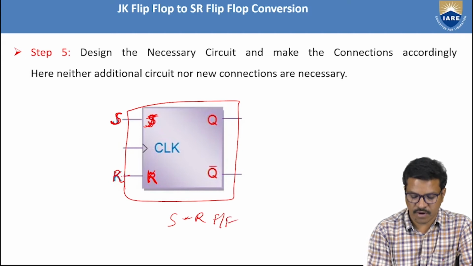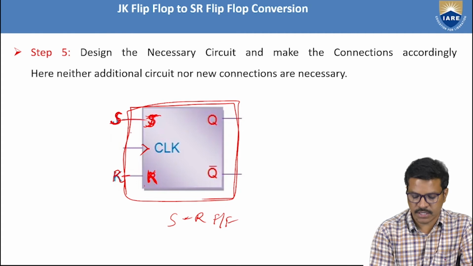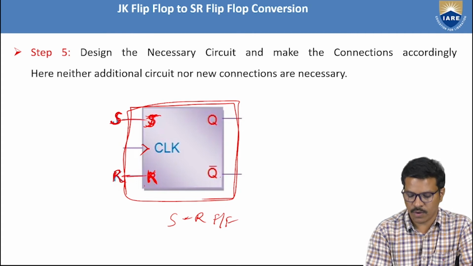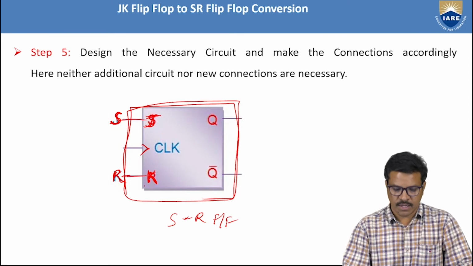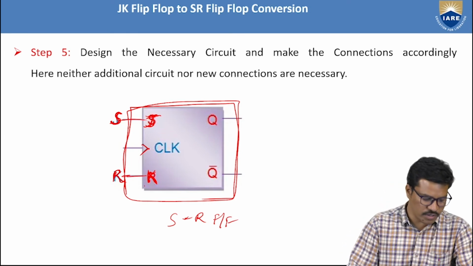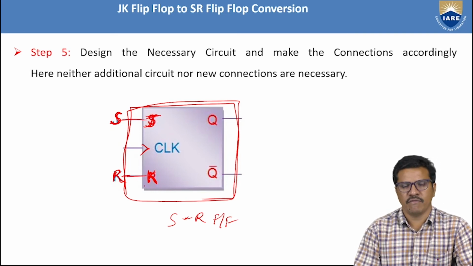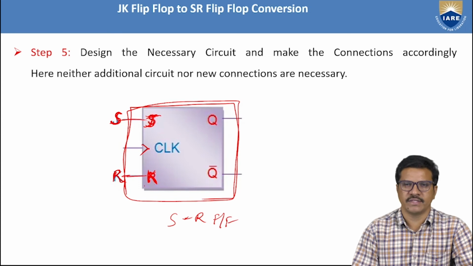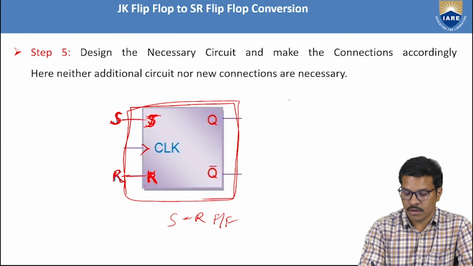We have a JK flip-flop initially with the clock. This available JK flip-flop, connecting the J terminal to S and the K terminal to R, you will get a new SR flip-flop. This is simply the JK flip-flop to SR flip-flop conversion. Likewise, we can convert any flip-flop to any flip-flop by following these 5 steps. Once again, I am just noting down the short form.